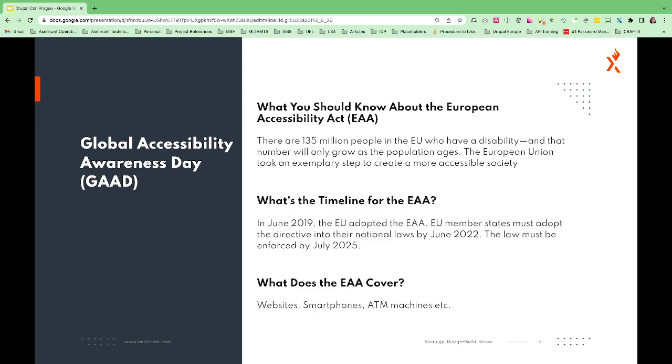Next is, what's the timeline? So right now, it's in June 2019. They have considered that there are a lot of acts and all the guidelines to be ensured. Still, they have given us the time. So we have to ensure that all the websites should be enforced by the law by July 2025.